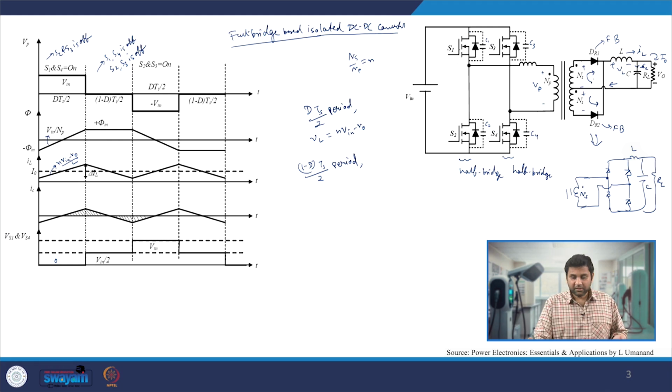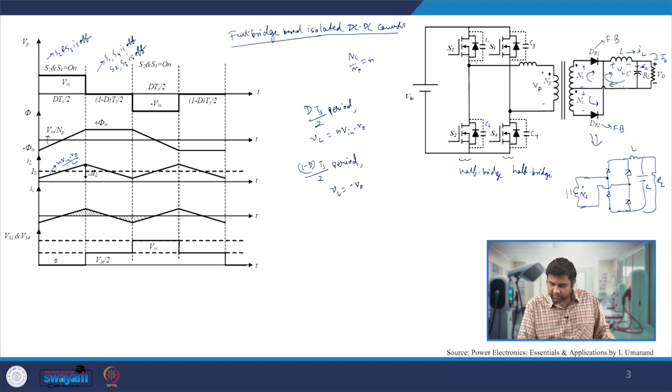Since my d phi by dt is equal to 0, the phi will remain the same at phi m. And since both diodes are forward biased, if you apply a KVL in this particular loop, we will get VL to be equal to minus V naught.